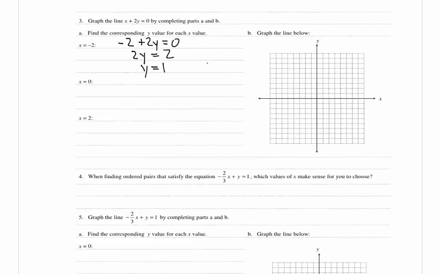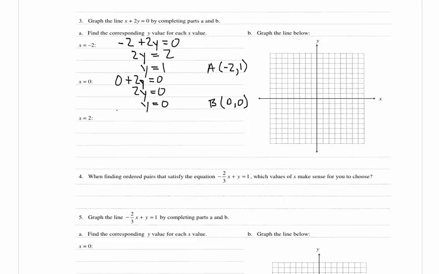So our first point, or point A, is -2, 1. For x is equal to 0, we have 0 plus 2y is equal to 0, which we could write as 2y is equal to 0. And now we can divide both sides by 2, and we get y is equal to 0. So point B is our origin, 0, 0.